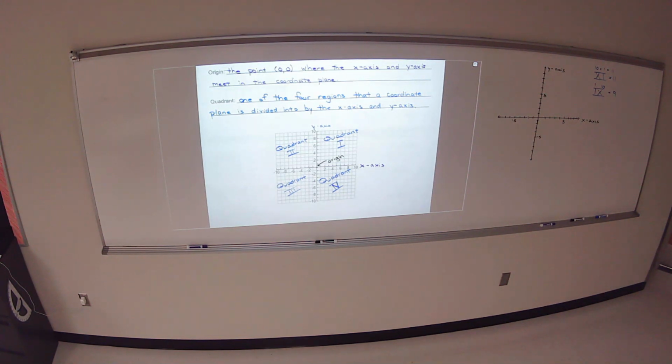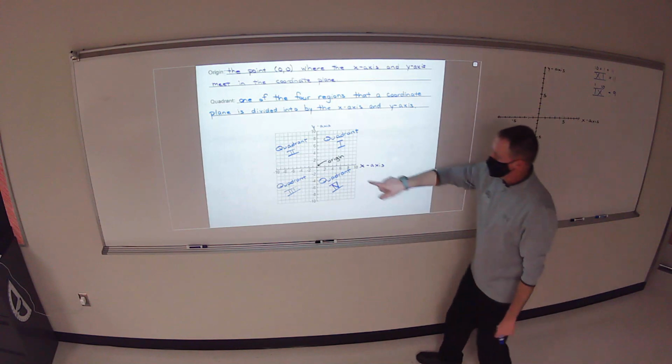Okay, one of the things on your homework tonight is they're going to ask you to describe the location of an ordered pair. Okay? There's actually going to be 7 ways to describe the location. This is 4 of them. Okay, quadrant 1, quadrant 2, quadrant 3, quadrant 4. You might say, well, what are my other 3?